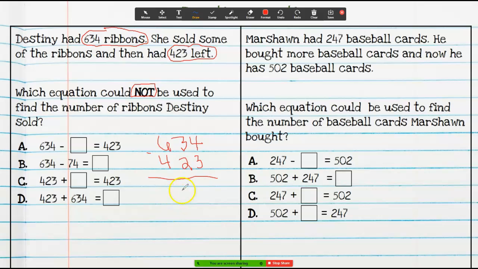So let's go ahead and figure out what that number would be. So we know we're going to subtract. Okay, she had so many left. So 4 minus 1 is 1. 4 minus 3 is 1. 3 minus 2 is 1. 6 minus 4 is 2. So I have 211. So now what we want to do is we want to plug this number into these boxes and see which one does not make sense. Okay? 634 minus 211.